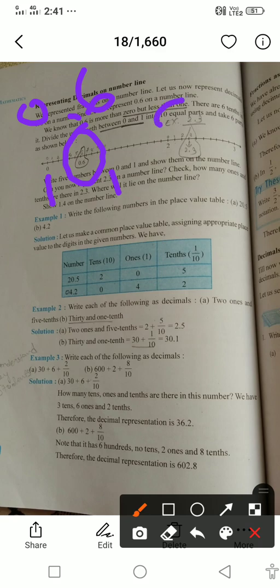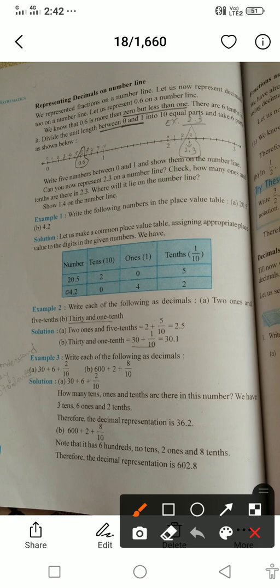If we want 2.3, then we have to make exactly 10 parts between 2 and 3, and we have to mark over here 2.3. I hope you understand well from this recording. Okay, if you have any doubt, you can ask me personally on WhatsApp.